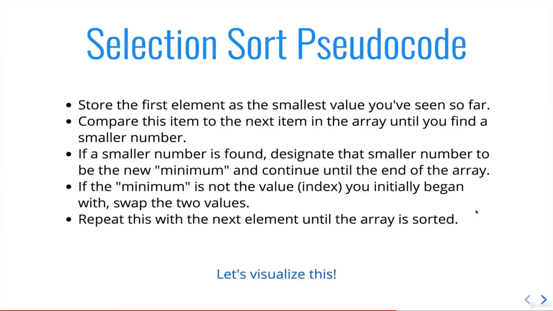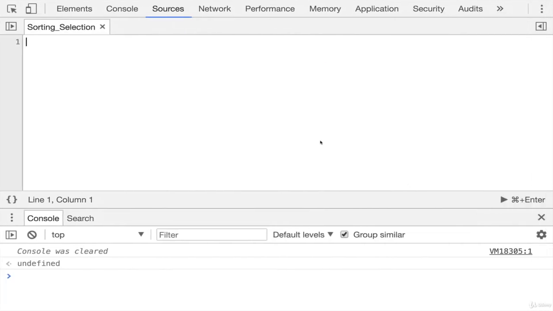Okay, so let's try writing our own selection sort. I have another snippet called sorting selection, and I'm going to start by just defining a function. I'll call it selectionSort, and it takes an array. And at the end, we're going to return that array.